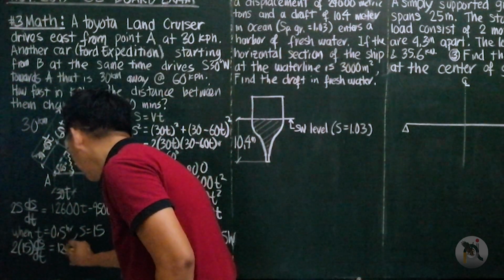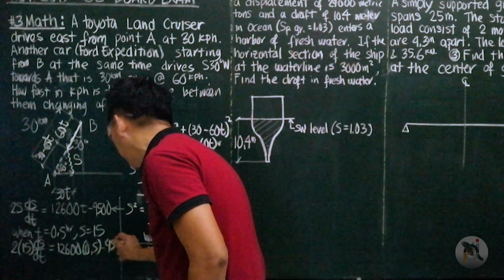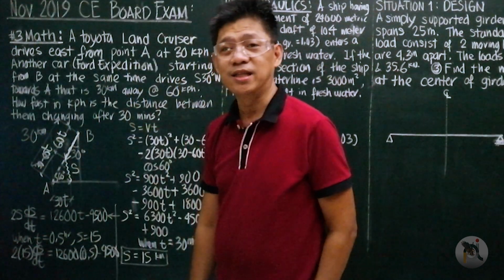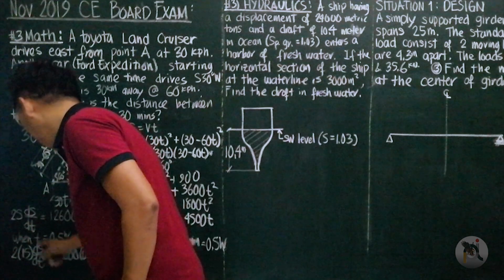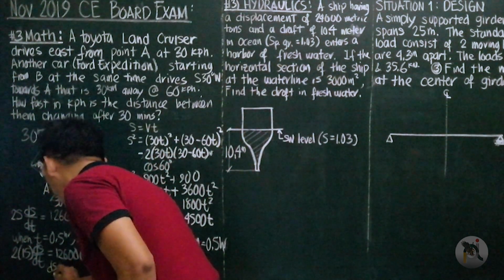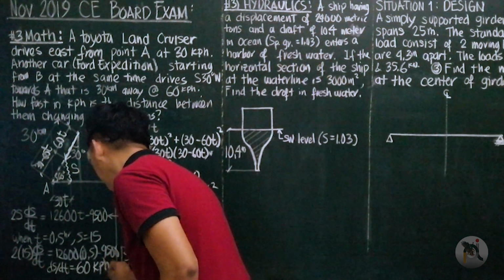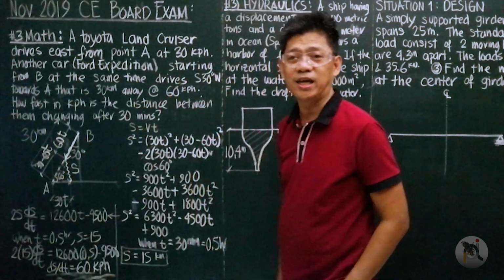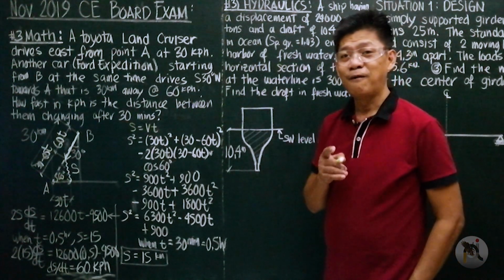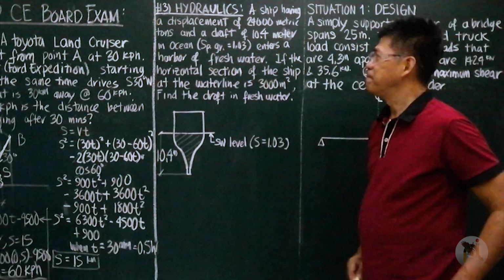12,600 times 0.5 minus 4,500. One equation in terms of ds dt. You solve this equation and you will get your ds dt is going to be 60 kph. So this is the rate by which the distance between them is separating after 0.5 of an hour. You get it? Okay. What about this one?